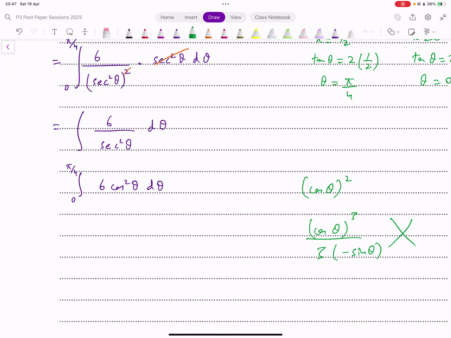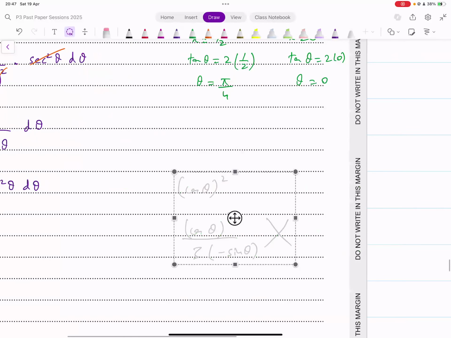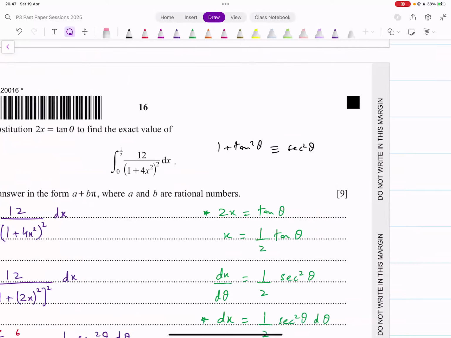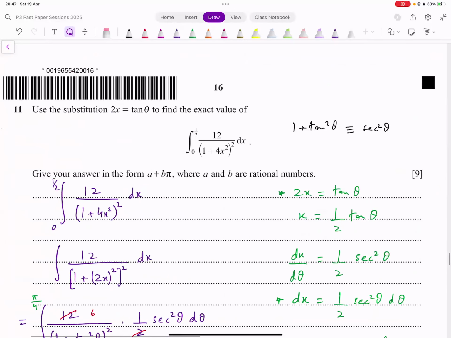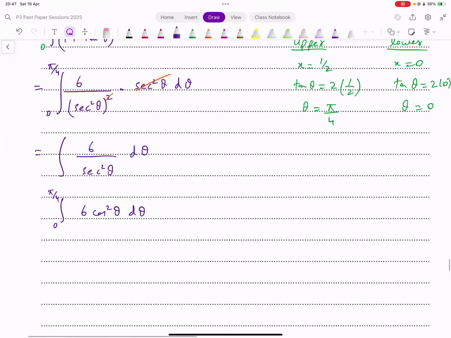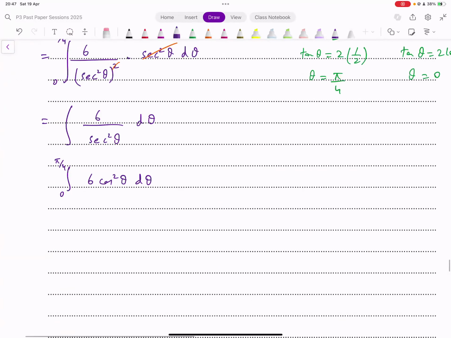The power rule does not work here because this is not a linear function. Cos theta is a curve, right? You cannot use the power rule in this. This does not work. Okay. So what does work in this then? Cos square theta, power of cos. You need to know how to integrate powers of cos.